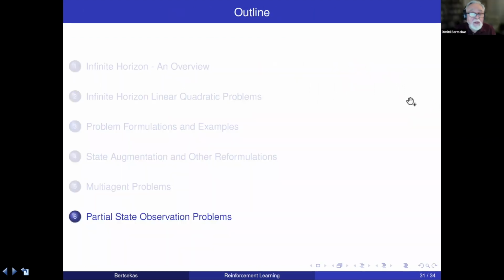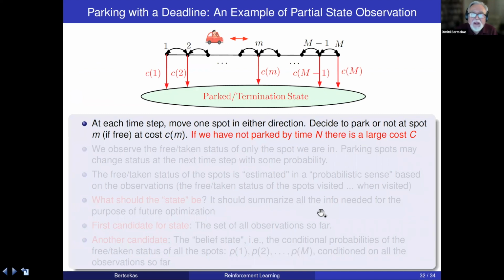Okay, so let's go now into perfect state observation problems. And I'm going to start with an example. Remember, in perfect state information problems, there is some quantity that you would like to view as state, which summarizes all the information that it's a convenient state. On the other hand, you may not know that, and you may only have some measurements or some observations relating to this quantity of interest.